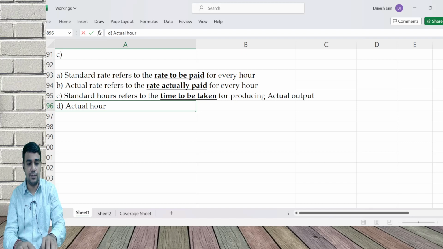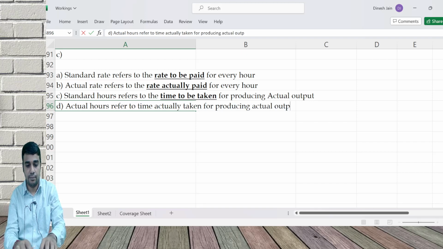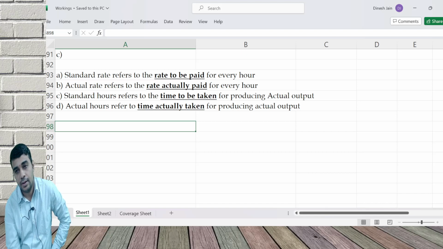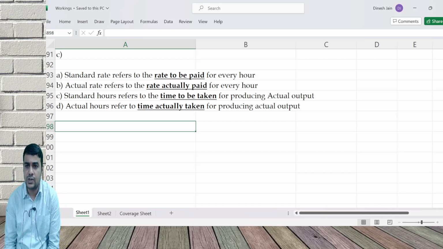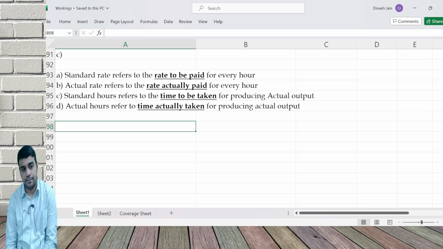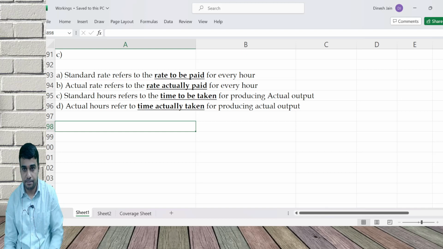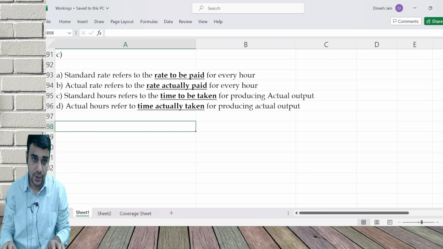Actual hours refer to time actually taken. Time to be taken and time actually taken. Clear? Can you proceed? Any doubts on this?